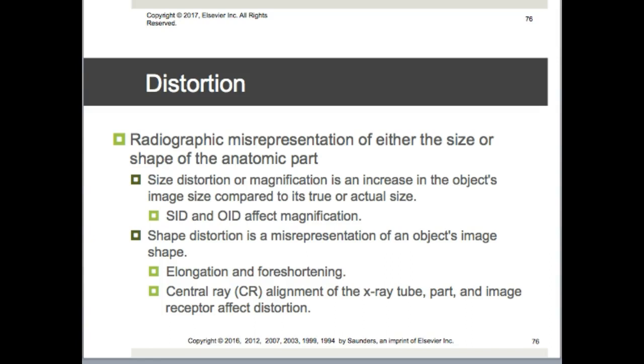So size distortion or magnification is an increase in the object's size compared to its true or actual size. So SID and OID affect magnification. So you want to use the longest SID and the shortest OID. Shape distortion is a misrepresentation of the object's image shape, so elongation or foreshortening. So the central ray alignment of the X-ray tube, part, and image receptor affect distortion.